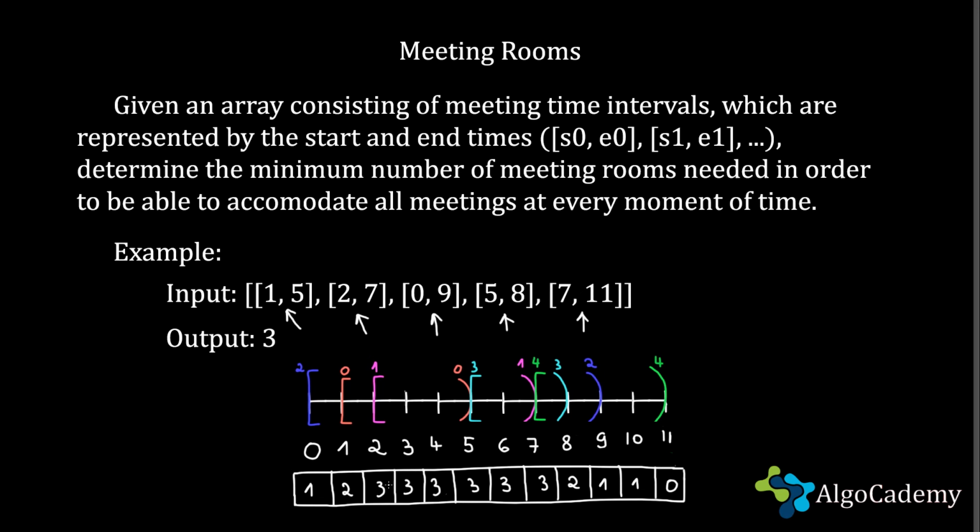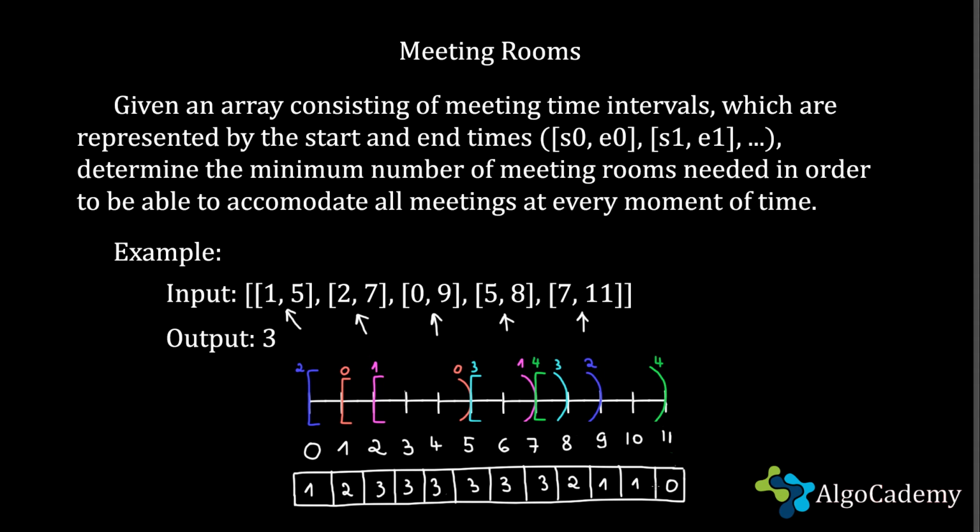Now let's take a look at the array. Is it correct? I think it is. At the moment of time 0, only 1 meeting is taking place. At the moment of time 1, 2 meetings are taking place, right? These 2. Moment 2, 3 meetings are taking place. Moment 3, moment 4, the same. Moment 5, the same. Moment 6, moment 7, also 3 because 1 ended, 1 started. Moment 8, 2 of them because 1 ended, and then 0.